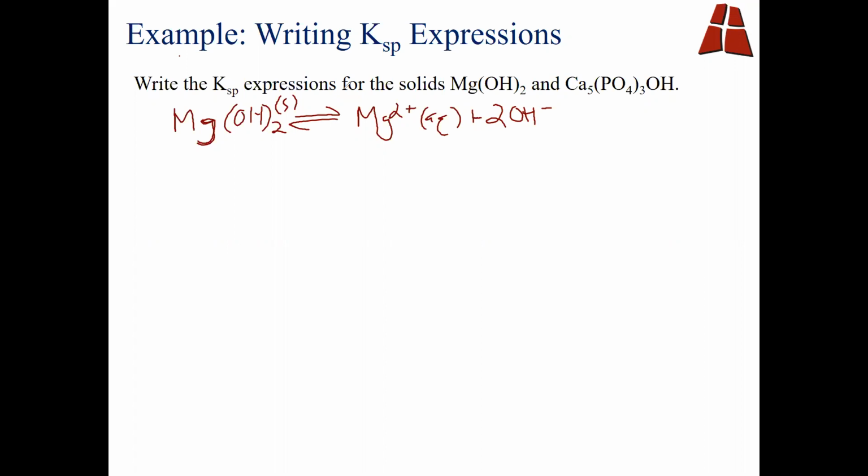So if we write our products over our reactants raised to the stoichiometric powers, KSP is equal to our concentration of magnesium, Mg2+, raised to the first power, and then hydroxide minus, and we would square that concentration because of our stoichiometric coefficient of 2 for our hydroxide. Okay? If we have our calcium phosphate hydroxide.